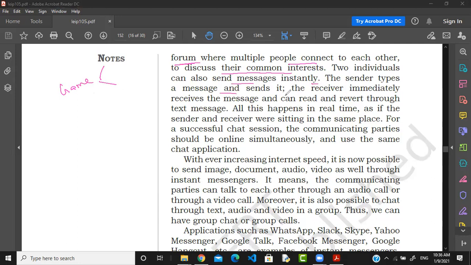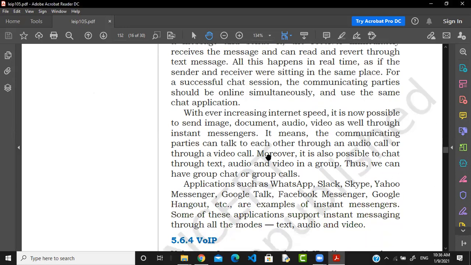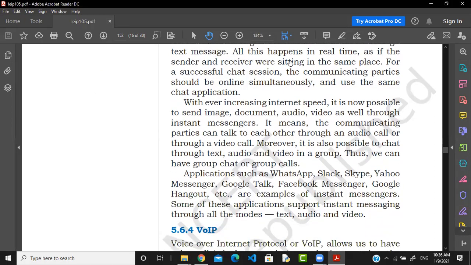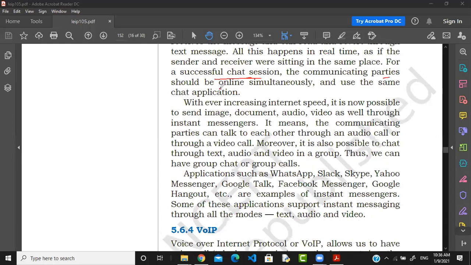The sender types a message and sends it. The receiver immediately receives the message and can read and revert through the text message. All this happens in real time, as if the sender and receiver were sitting in the same place. It looks like we all are doing face-to-face communication. That is the advantage of chatting. So for a successful chat session, the communicating parties should be online.